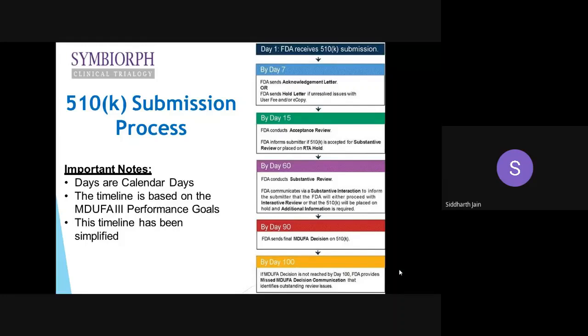But typically, from my experience, the timeline for getting the 510K from the US FDA is around 6 to 9 months. It's a typical timeline they take to get the 510K cleared. This figure I have taken directly from the US FDA, which they have published from day 1 to day 100. But usually it takes around 6 to 9 months to get the 510K.